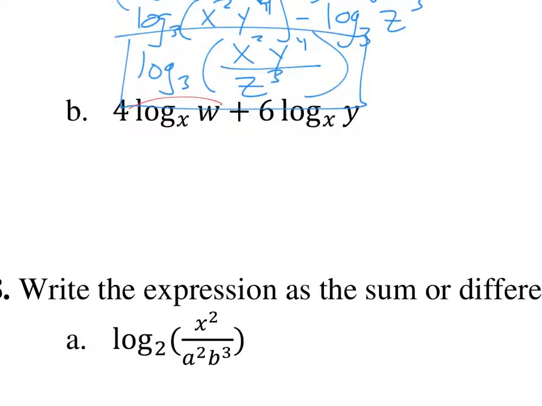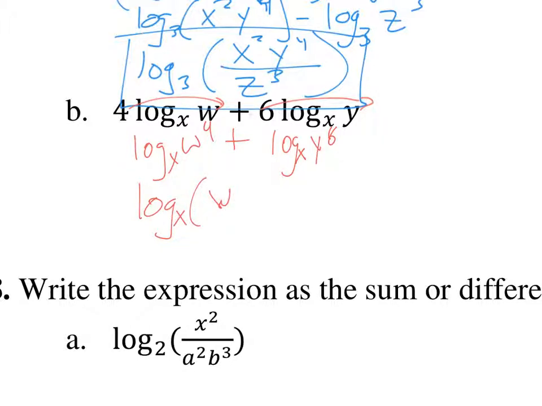B here, let's put these exponents up. And when we put the exponents up, we get log base x of w to the 4th plus log base x of y to the 6th. We're adding, so that's going to be put together as multiplication, w to the 4th times y to the 6th. And there you have it.